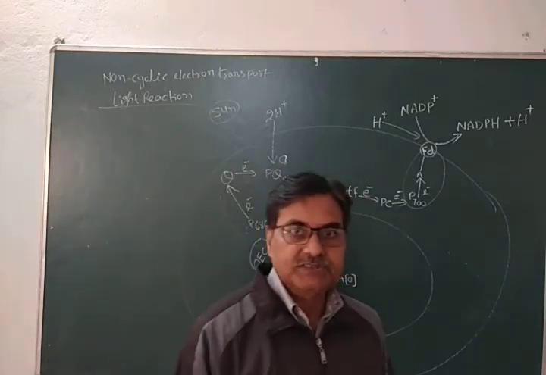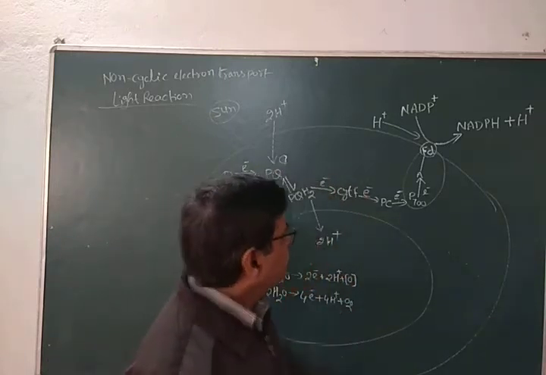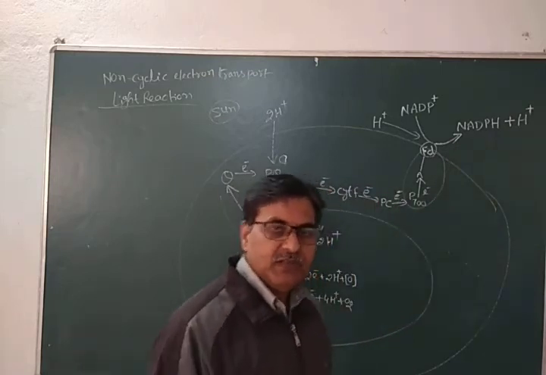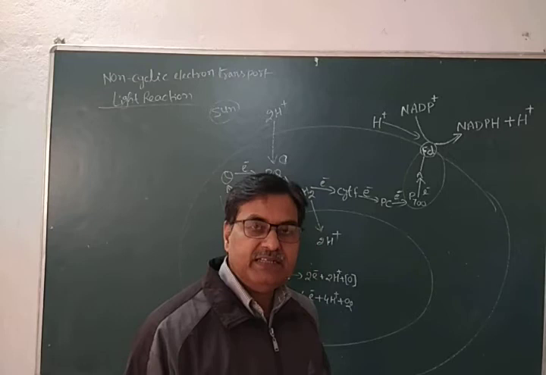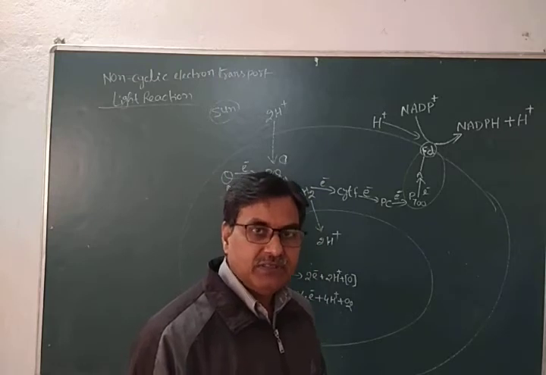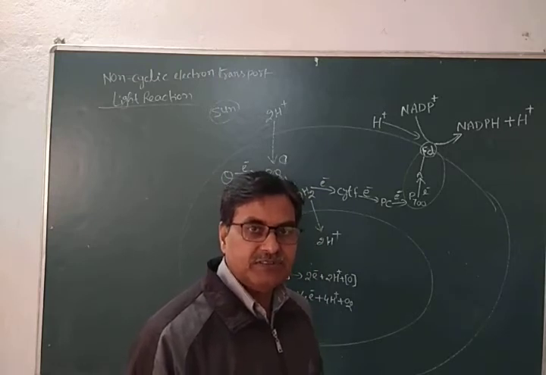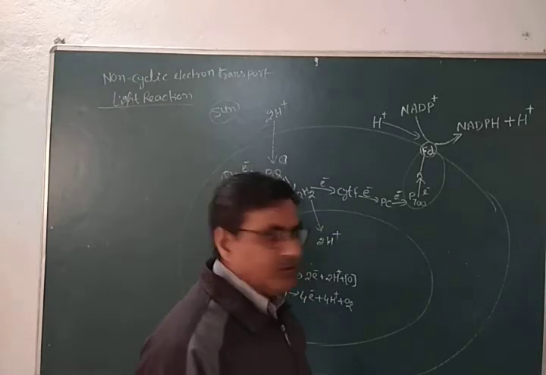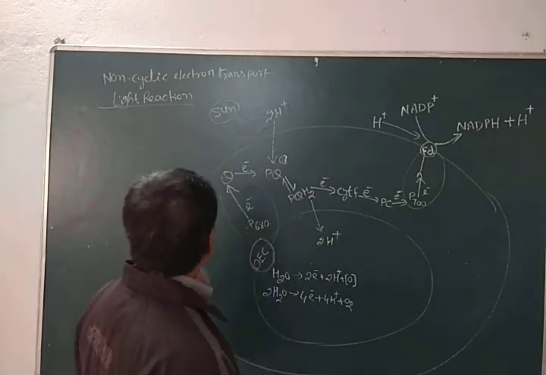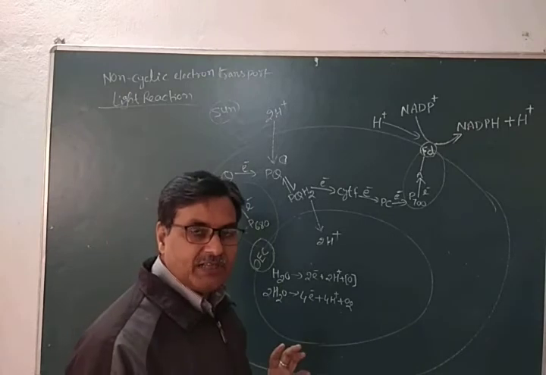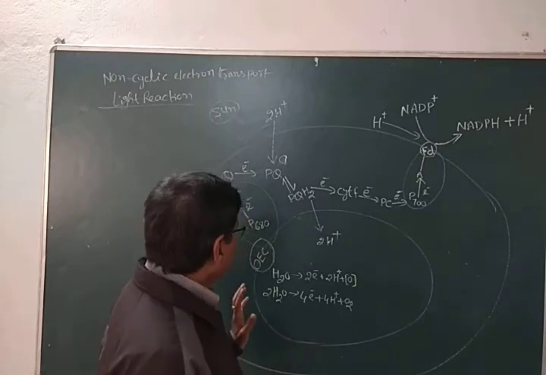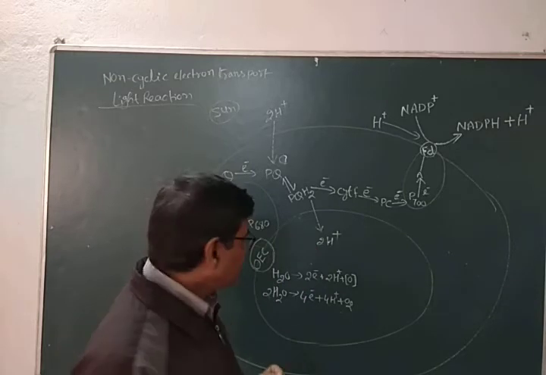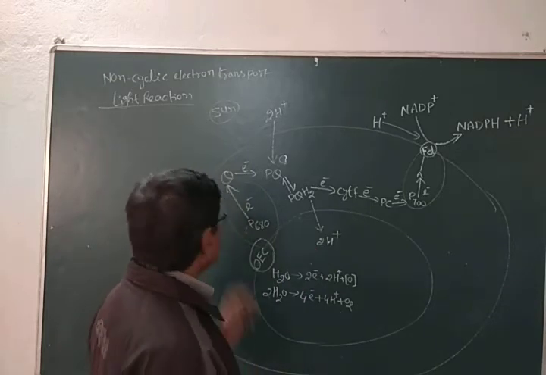The main products of the light reaction are NADPH and ATP. This ATP and NADPH are used in the dark reaction for the synthesis of carbohydrate. Today we will study the non-cyclic electron transport and how this electron transport occurs. This is the light reaction.